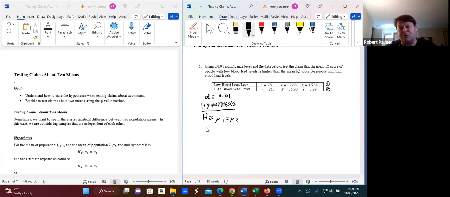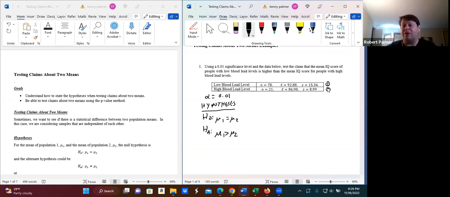All right, now with that choice, then our alternate hypothesis, where they call it HA or H1, we're also going to compare the means in some way. Now look back at the claim. The claim said, test the claim the mean IQ score of people with low blood lead levels is higher than the mean IQ score for people with high blood lead levels. So the low blood case will be higher than the high blood case. So the low blood case is population 1. The high blood case is population 2. So this is going to be mu1 greater than mu2.